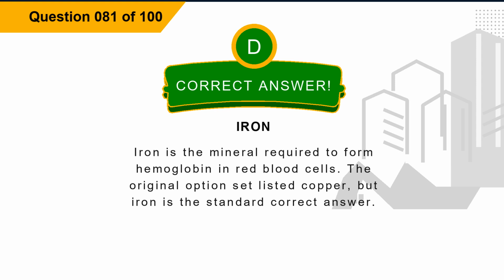Explanation: iron is the mineral required to form hemoglobin in red blood cells. The original option set listed copper, but iron is the standard correct answer.